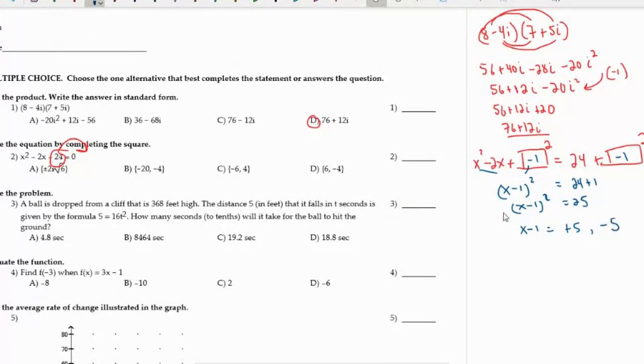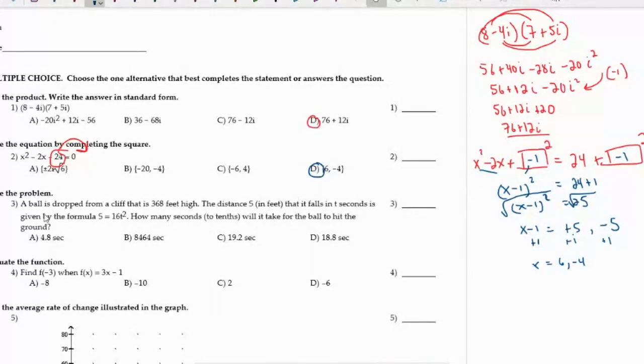Right, so I take the square root. I did not write the step, but I take the square root of both sides, which gives me x minus 1 is plus 5 or negative 5. And then I'm going to add 1, and my answers will be 6 and negative 4, which are this one. Okay.